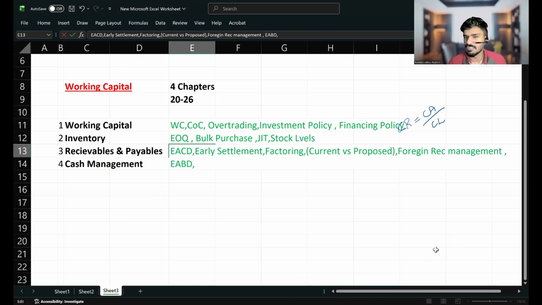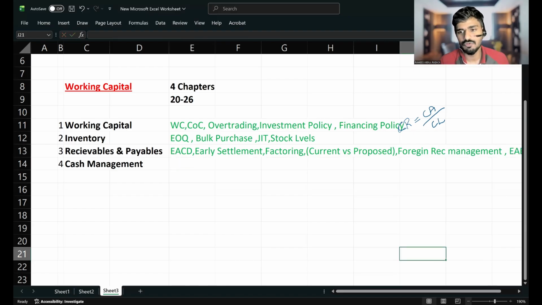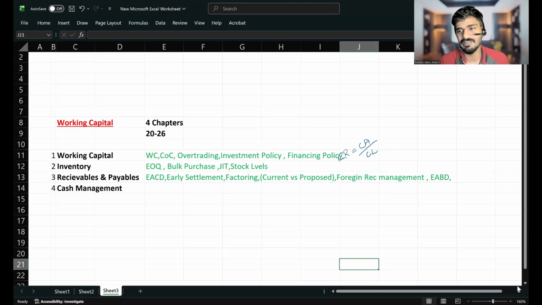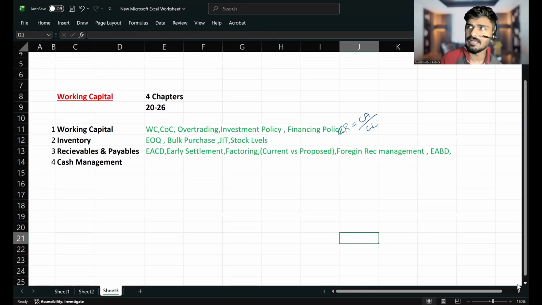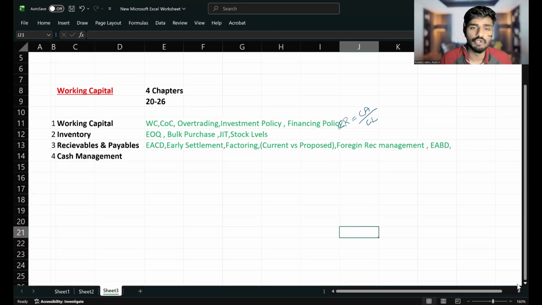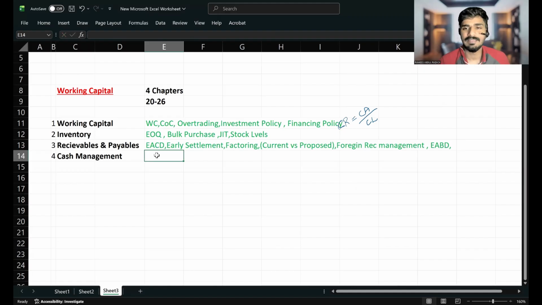For our regular students, it will be easy. But if I'm telling this to other students, they will think, what is this guy telling? Okay, you have to learn it because it can be tested in Section A for 2 marks. For the last 1 or 2 years, it has been tested continuously. EACD and EABD. Okay, so that is what is being tested in receivables and payables.